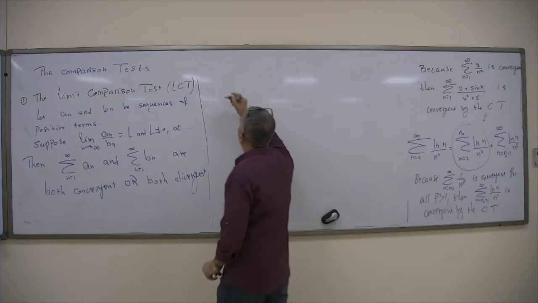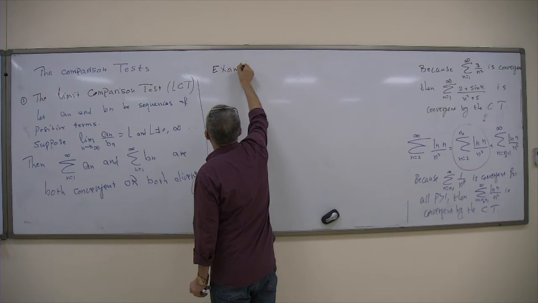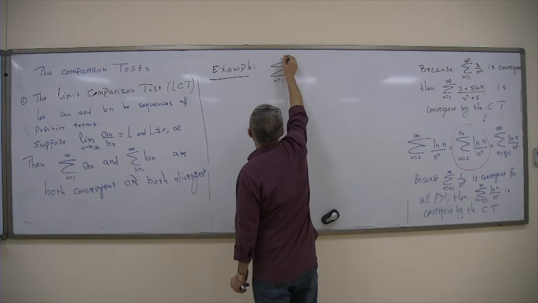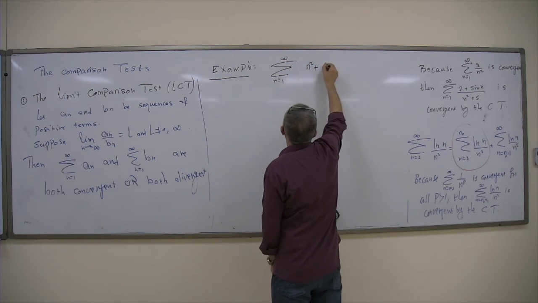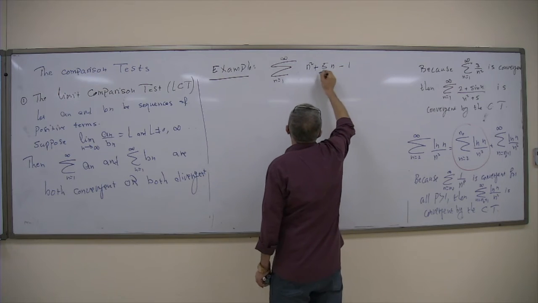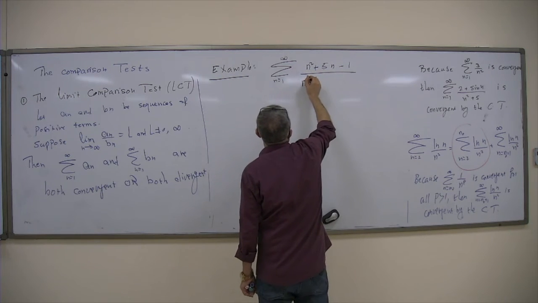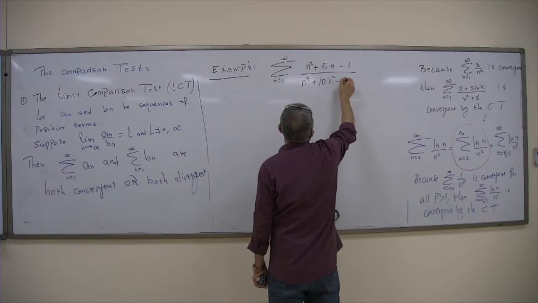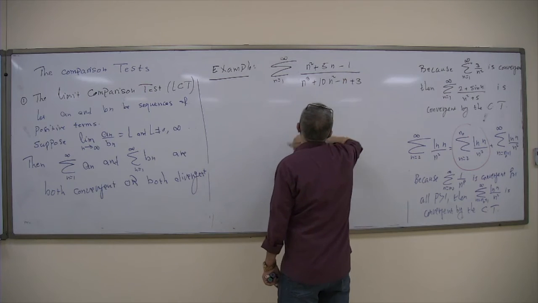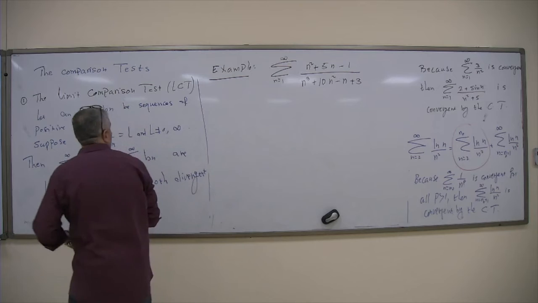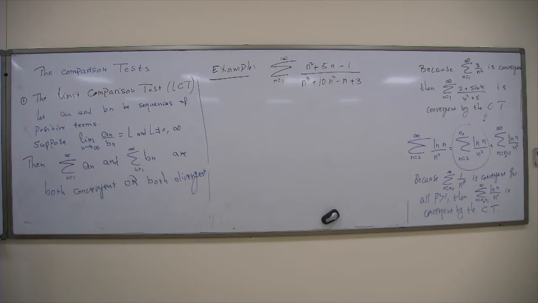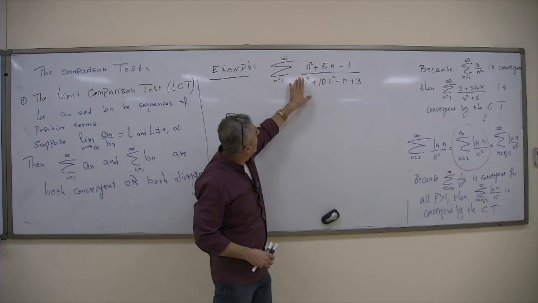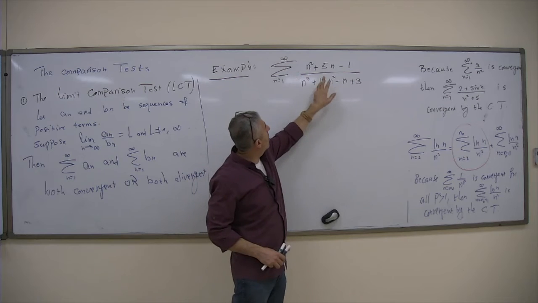Here is an example. Summation n from 1 to infinity of (n squared plus 5n minus 1) over (n cubed plus 10n squared minus n plus 3). If you think about this series and you want to use comparison, how do you compare this? You have negative terms, you have positive terms.